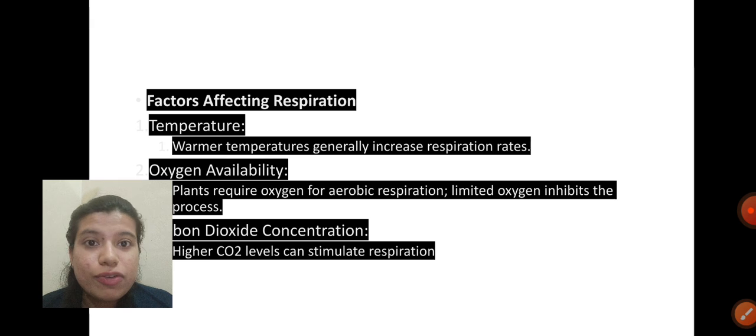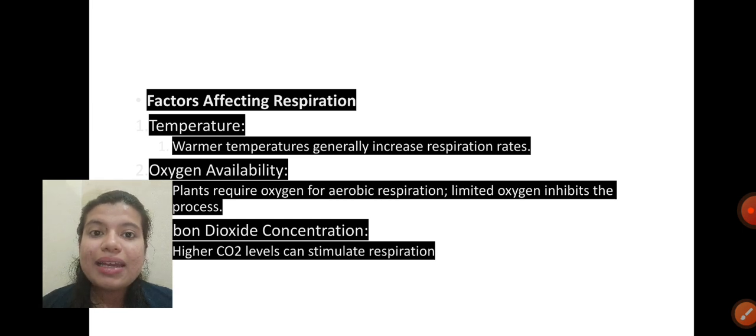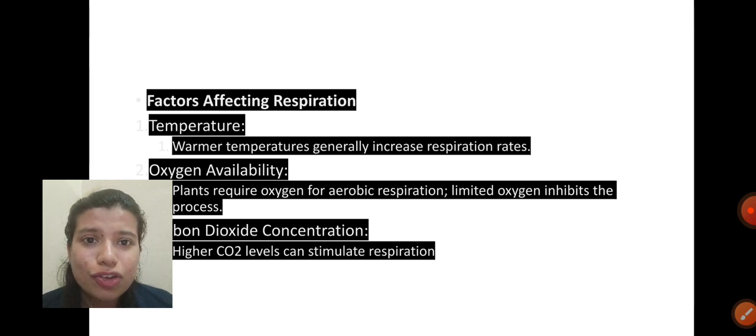Now, what are the factors which affect respiration, like temperature, oxygen, carbon dioxide? As temperature increases, the rate of respiration increases. Why? Because increasing temperature increases the metabolic kinetics of the cell. When metabolic kinetics of the cell increase, ultimately it gives rise to an increase in metabolism. And when metabolism increases, respiration, which is also a metabolic reaction, increases.